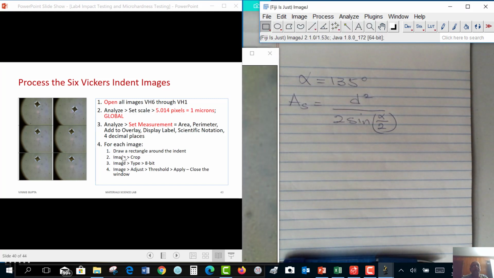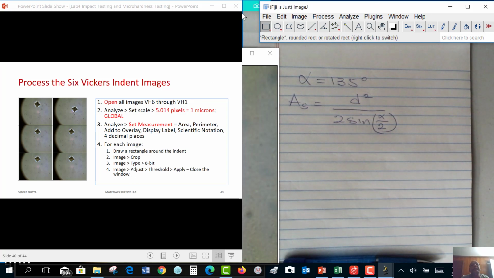So for each image, I'm going to draw a rectangle around the indent. Then I'm going to crop it. So I'm going to be careful that my indent does not touch my border. But I also want to not draw too large a rectangle. Then once I crop it, I'm going to change the image type to 8-bit, which is grayscale. And I'm going to apply a threshold to convert it to a binary image, black and white image.